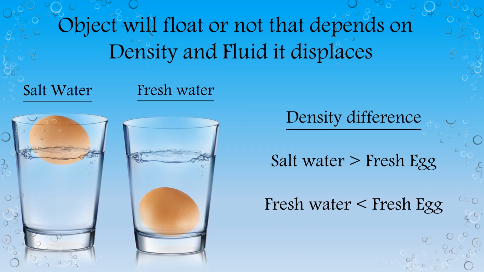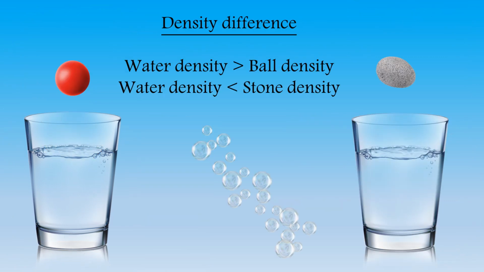Now, whether any object will float or not depends on the density and the fluid it displaces. For example, a fresh egg can float in salt water and will sink in fresh water, because an egg's density is greater than fresh water and less than salt water. Let's take another example, considering the same fluid. A plastic ball will float on water and a stone will sink because the stone's density is greater than water.